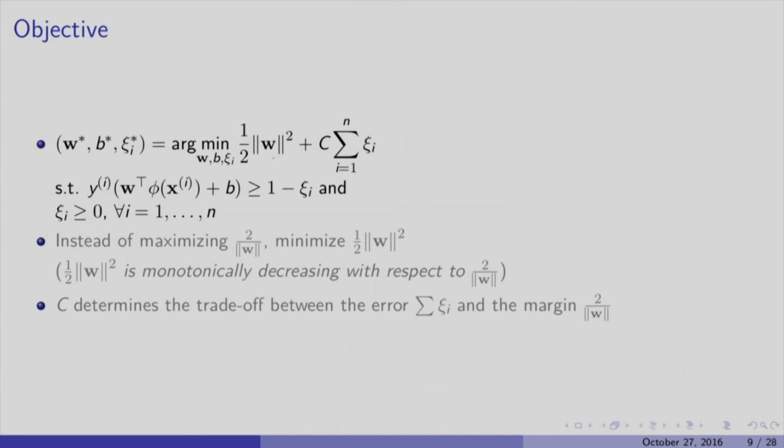So this is what we will do. We will minimize 1/2 norm w square, which was a variant to the maximization of margin, and add this trade-off parameter C, which determines how much importance to give to the minimization of the error. C determines the trade-off between the error summation xi i and the margin 2 by norm w.